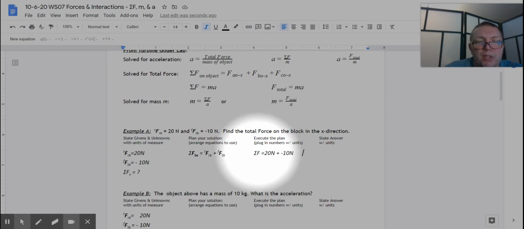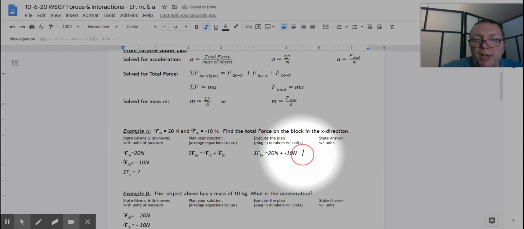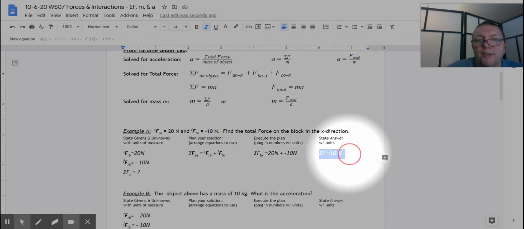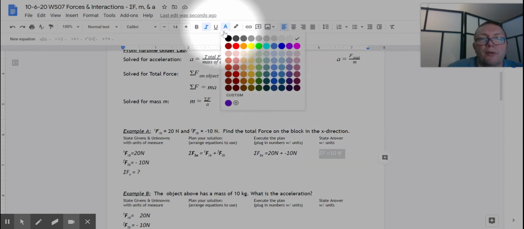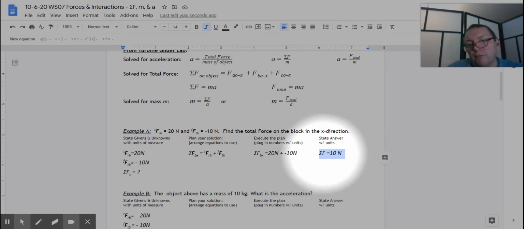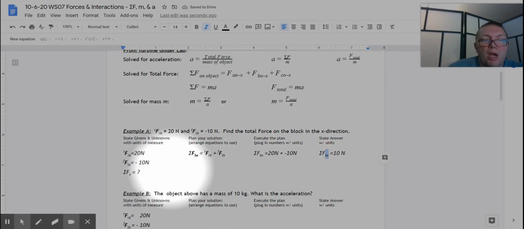So here we have the sum of the forces. Again, I should probably have that there. The sum of the forces on the block in the x direction is 20 newtons plus a negative 10. That's executing the plan, using the relationship that we've got, and then stating the answer. I just add those things up: positive 20 plus a negative 10 gives me an answer of 10 newtons. So that's the solution for that part of this problem.